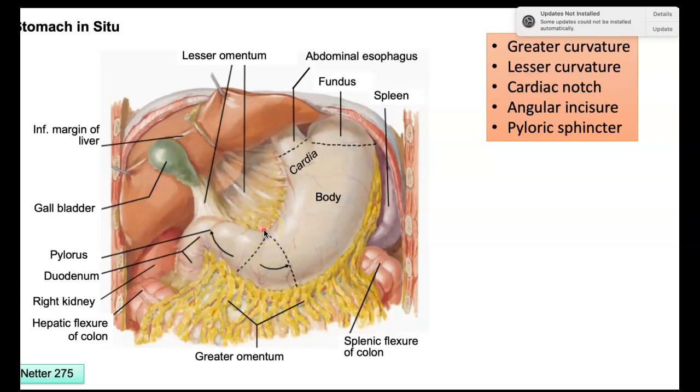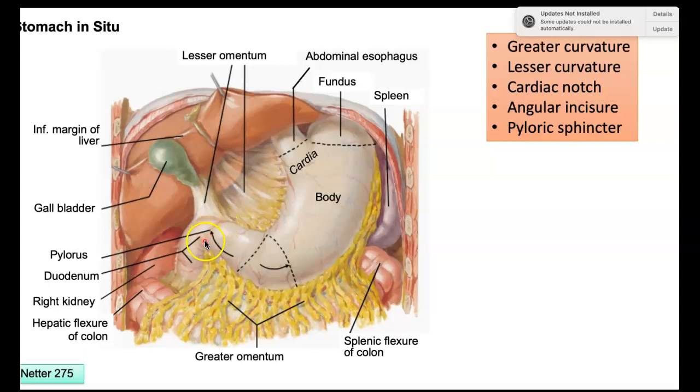Okay, so if you draw a line from the angular incisure to the greater curvature of the stomach, then the remaining part of the stomach is called the pyloric part. Now, the initial portion of the pyloric part is a little dilated. We call it the pyloric antrum, and the relatively narrower part is called the pyloric canal. Okay, so at the last part of the pyloric canal, you can see there is a constriction. That is called the pylorus, where the stomach ends and the duodenum begins.